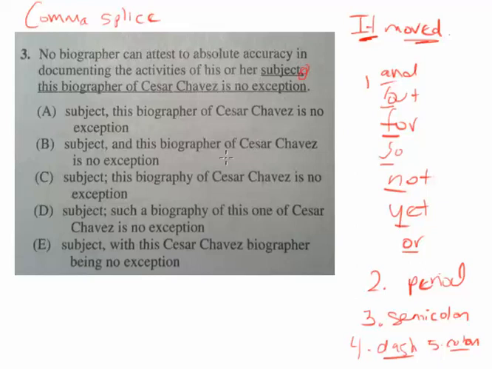You might think it's choice C, but choice C switches from talking about a biographer to a biography. That's not good. So it looks like the right answer is choice B. Choice B separates the two complete sentences with a comma and. Now we get two complete sentences with a coordinating conjunction and a comma, and that's good enough for us. So the answer is choice B.